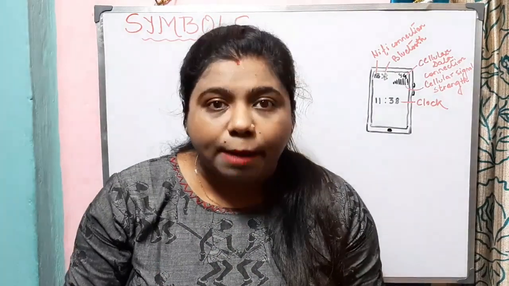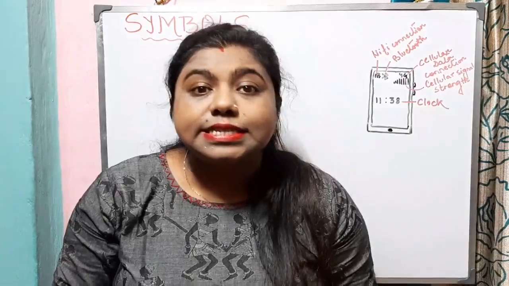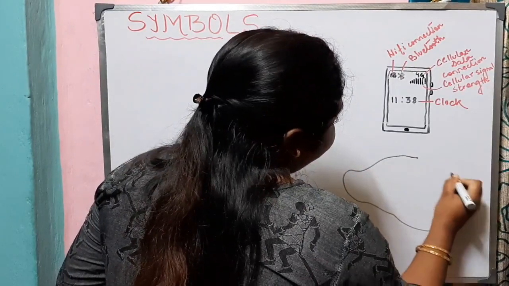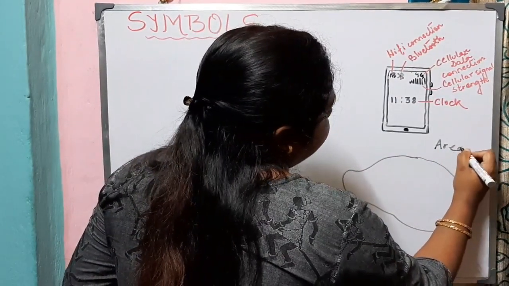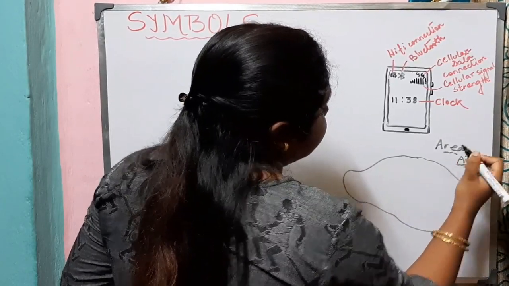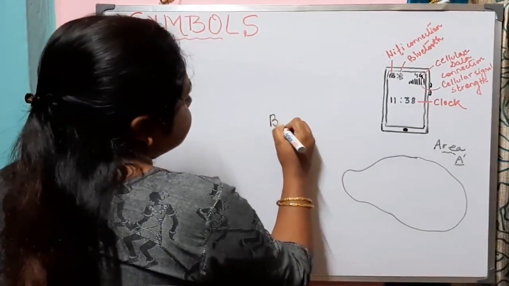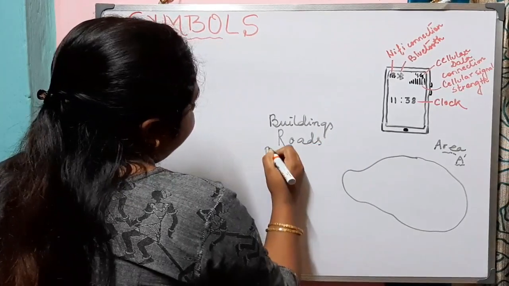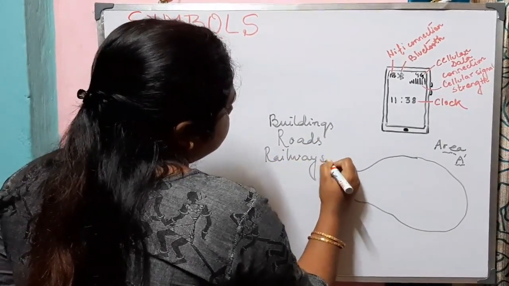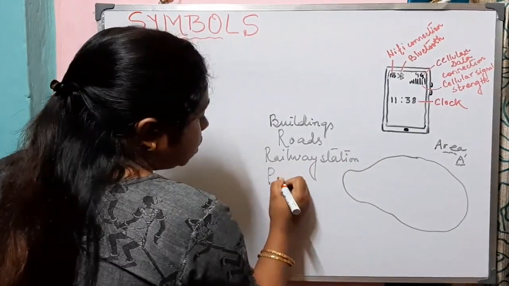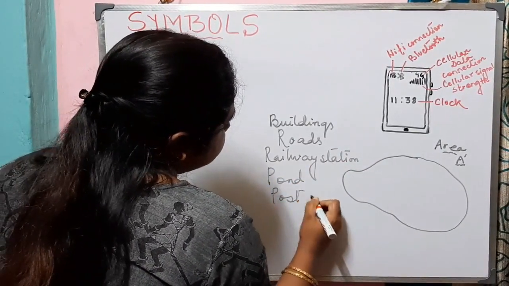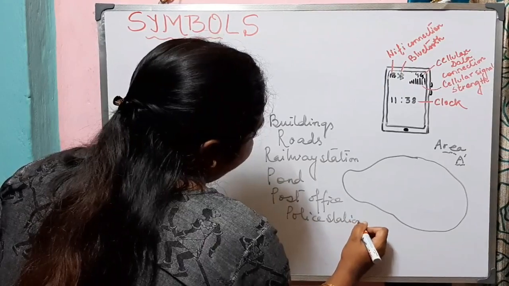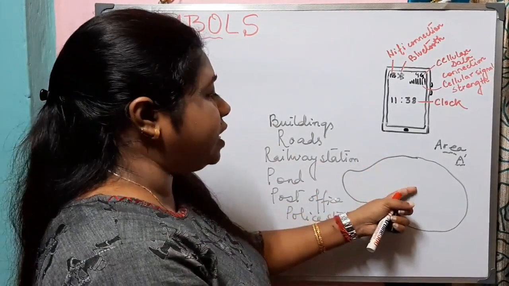Same when we talk about maps, there also we use certain symbols. Now imagine that you have been asked to draw a map of a particular area, for example area A, and in that area you can find buildings, roads, railway station, pond, post office, police station, and many more. Now, how are we going to show this when we draw a map?